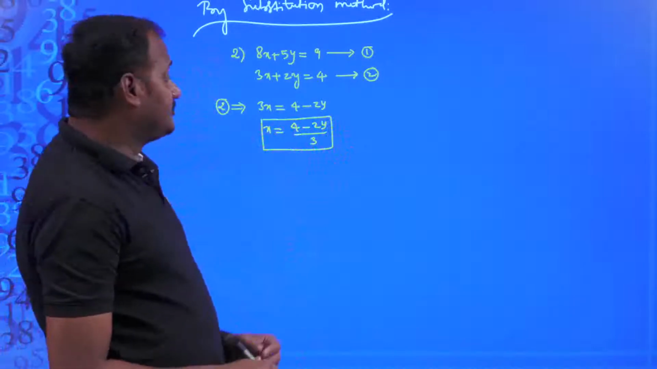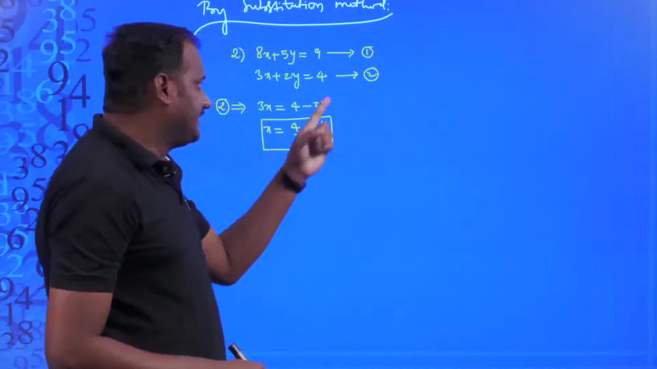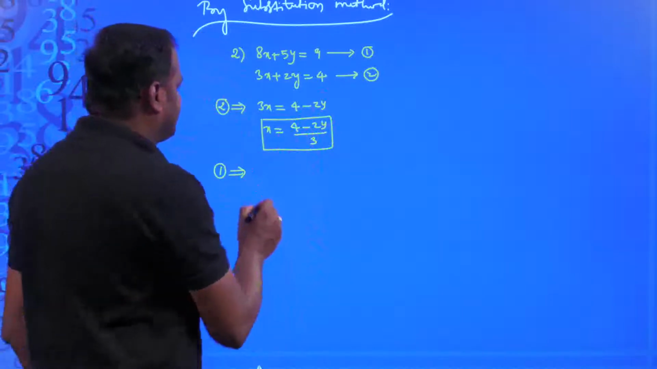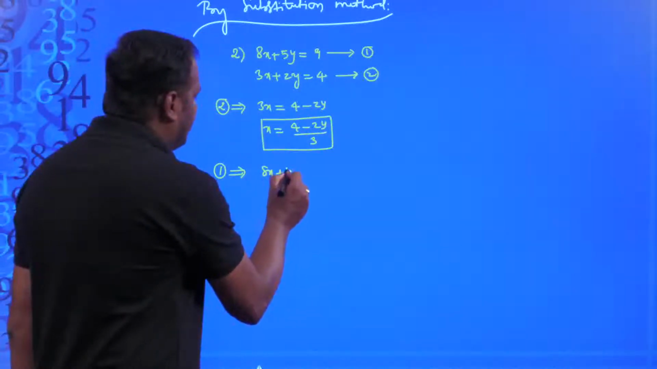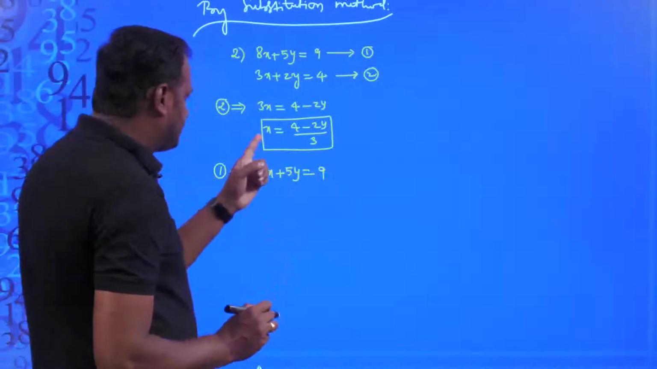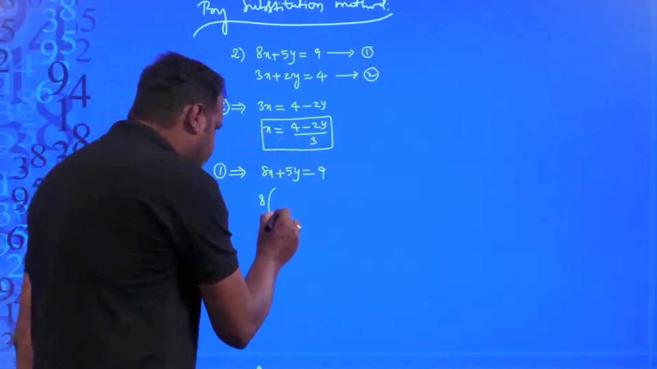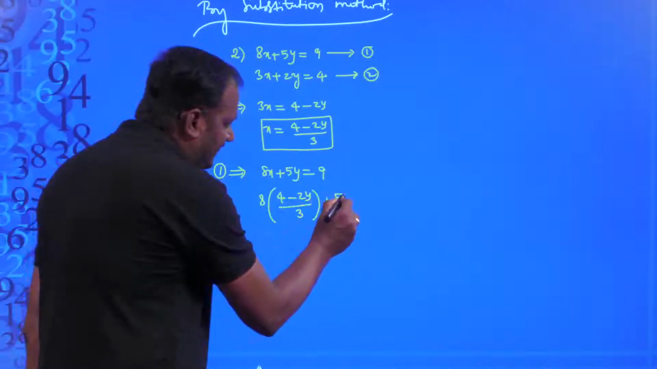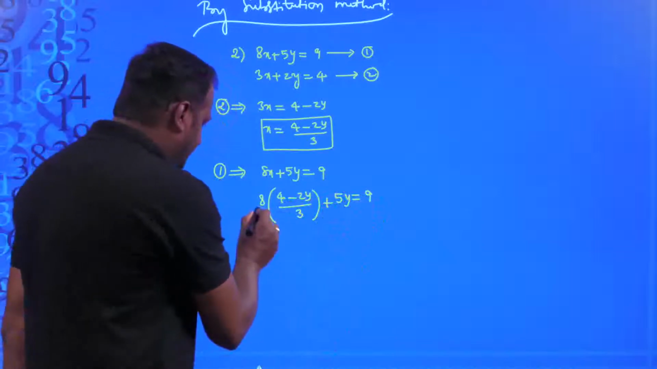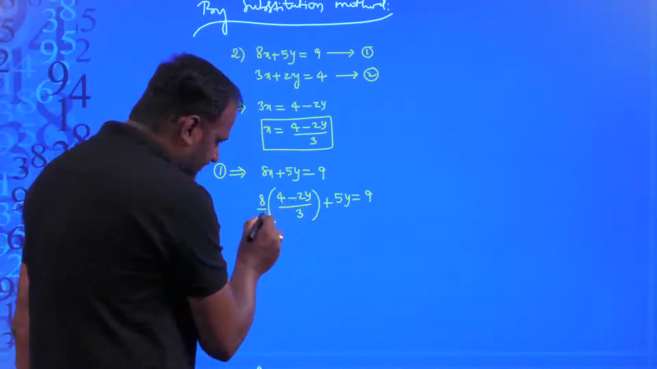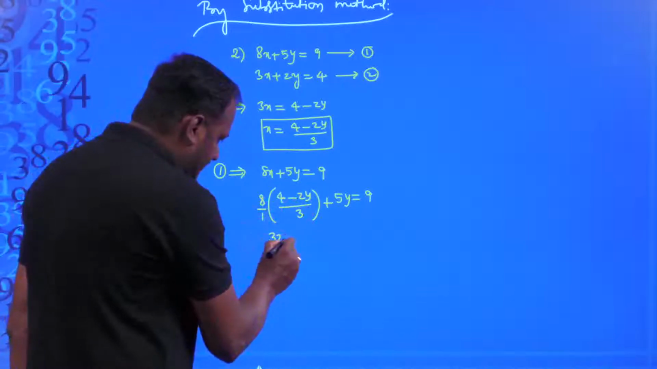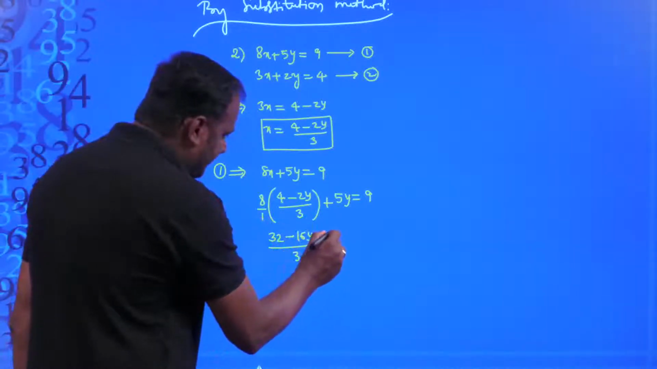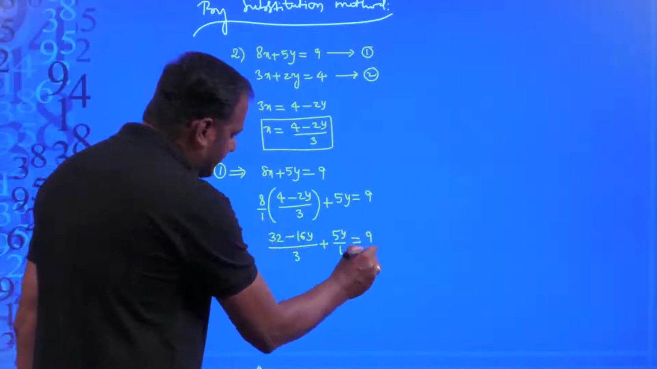What should I do now? I should substitute x is equal to 4 minus 2y by 3 in the first equation. So, then the first equation will become 8x plus 5y is equal to 9, where x is equal to 4 minus 2y by 3. So, 8 into 4 minus 2y, whole divided by 3, plus 5y is equal to 9. 8 means 8 divided by 1, then you multiply numerator to numerator, denominator to denominator. 8 4s are 32, minus 8 2s are 16y, whole divided by 1 3s are 3, plus 5y divided by 1, is equal to 9.